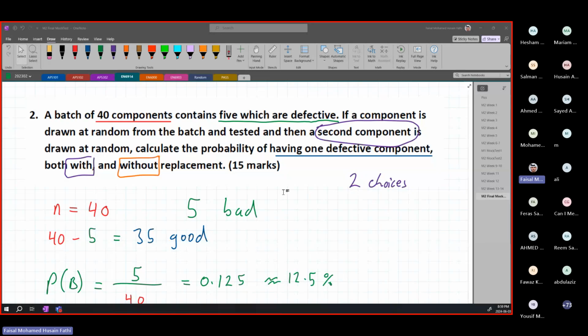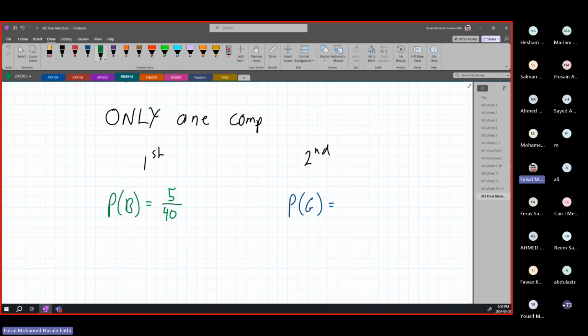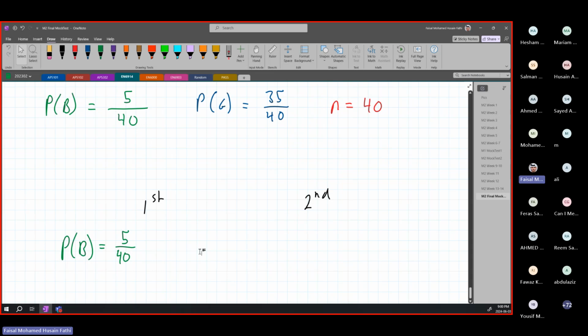One defective component basically means that the first one is going to be, yeah, all right. So one defective component means we want only one component to be defective. So only one defective. Then, meaning that the probability of the first one being defective is going to be P of B, which is the probability of a bad, which is the defective one, times the probability of a good component, all right?